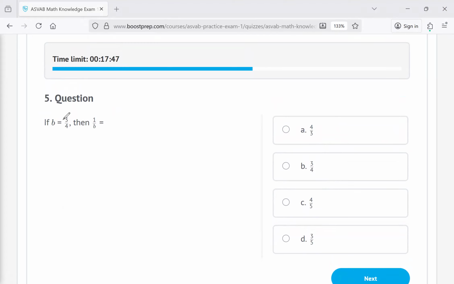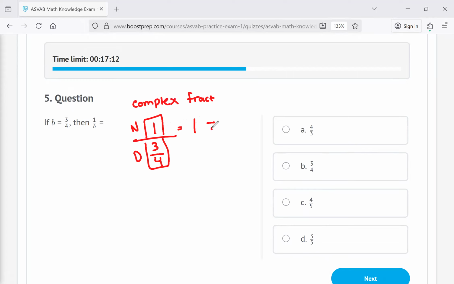Question 5. If b equals 3/4, then what is 1 over b? So you have what's called a complex fraction. So how do we do this? So it's 1 over b, and my b is 3/4, right? That looks a little bit off, but it's a complex fraction. So all you need to do is note that 1 is your numerator and 3/4 is your denominator, right? Once you can verify that, you're going to rewrite this problem. So this is equivalent to saying 1 divided by 3/4, okay?